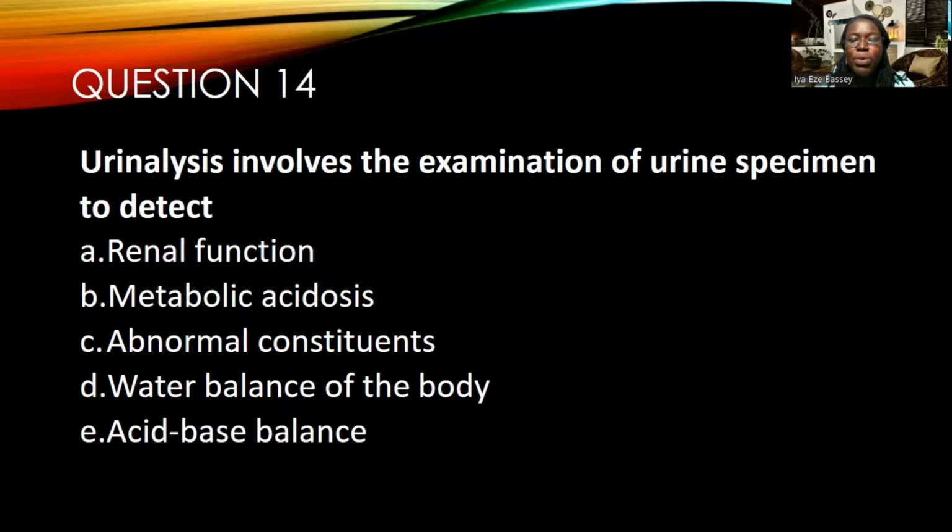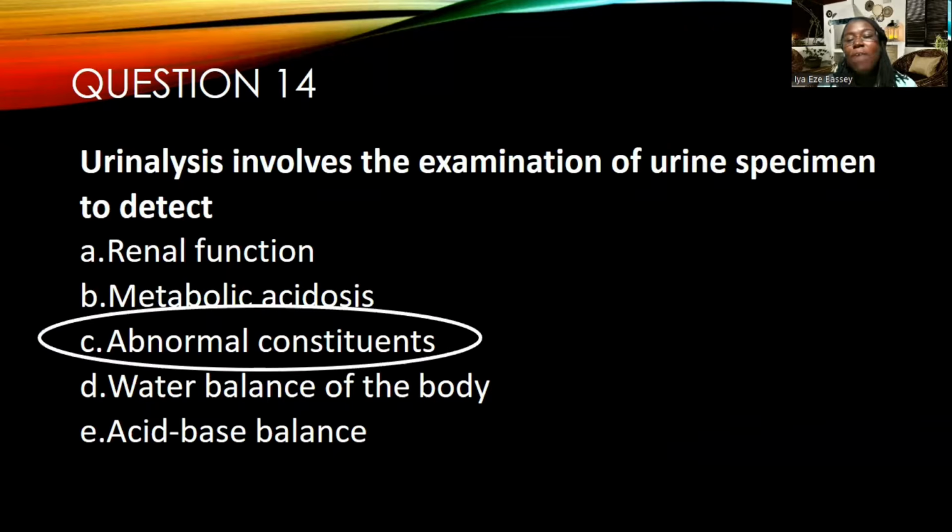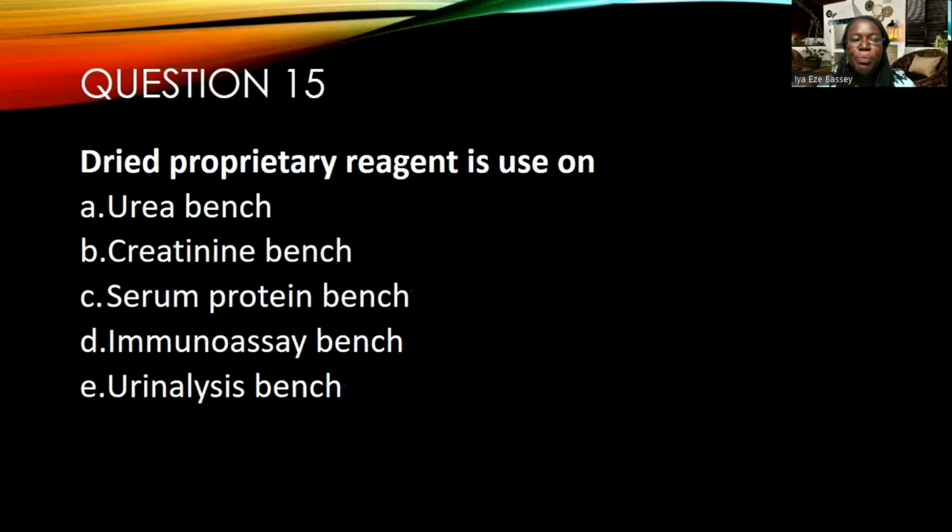Renal function, I would not go with that because there are more specific tests for that. You are not detecting renal function. You should be estimating parameters of renal function. Metabolic acidosis, no, I wouldn't go with that. Water balance, no, I wouldn't go with that. Acid-base balance, there are other tests that I use for that. So I will go with abnormal constituents of urine.